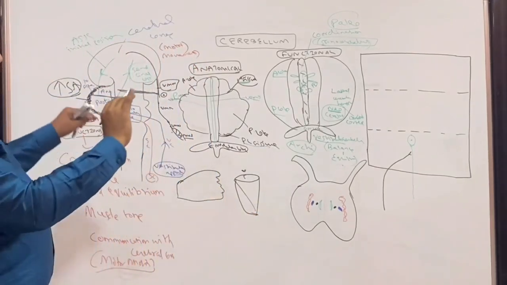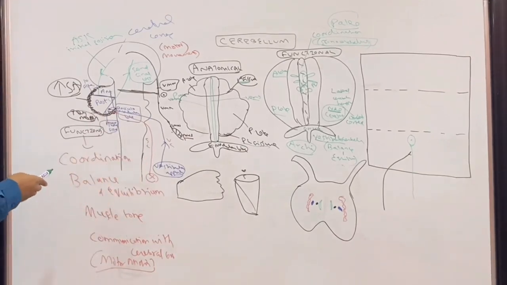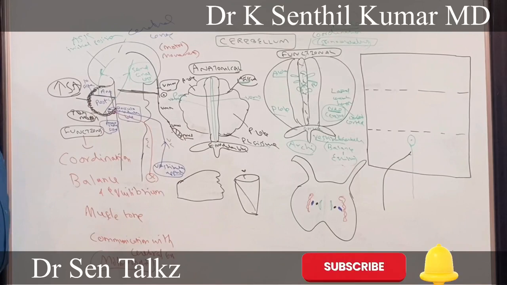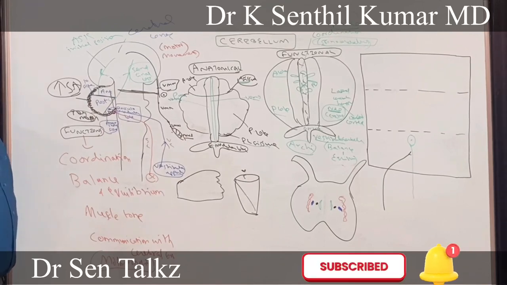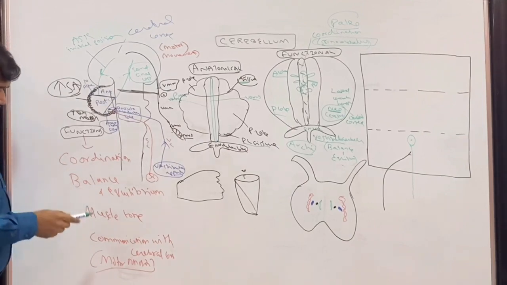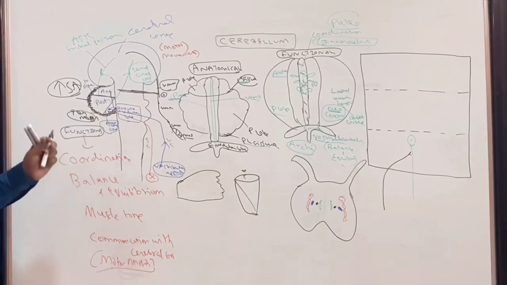So I have classified the cerebellum and mentioned its functions. Now you can answer yourself. Which is mainly concerned with coordination? Spinocerebellum, which is paleocerebellum. Balance and equilibrium? Vestibulocerebellum, which is archaeocerebellum, the flocculonodular lobe. Muscle tone, and communication between the cerebellum and cerebral cortex, is mainly done by the neocerebellum, or cerebrocerebellum, or lateral cerebellar hemispheres. So all these things are very clear now.